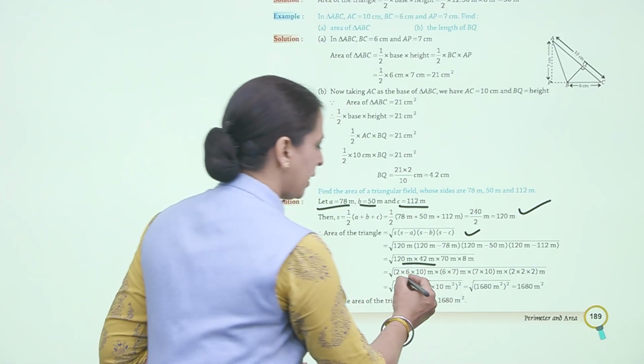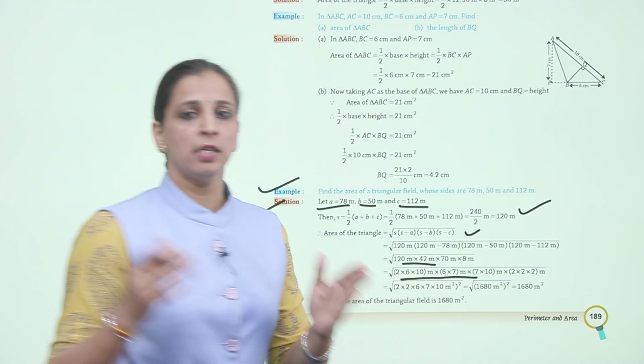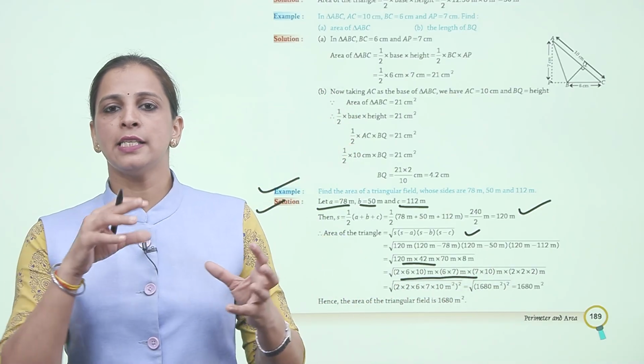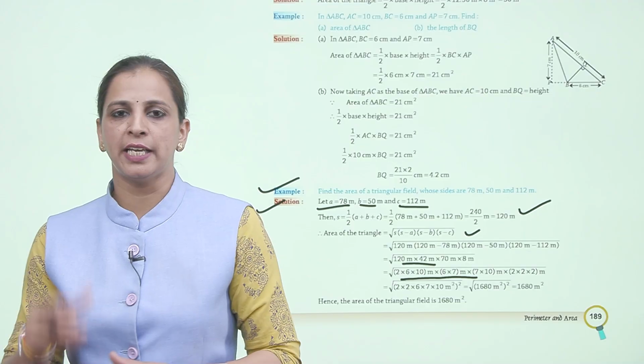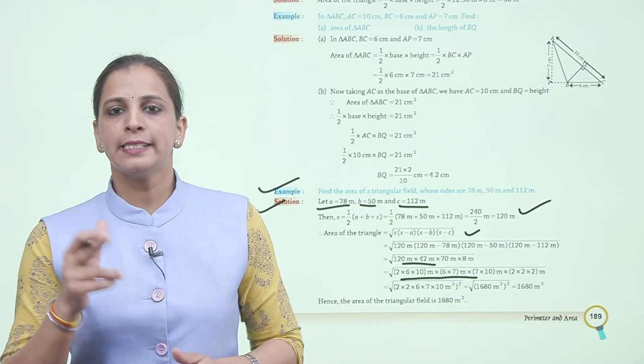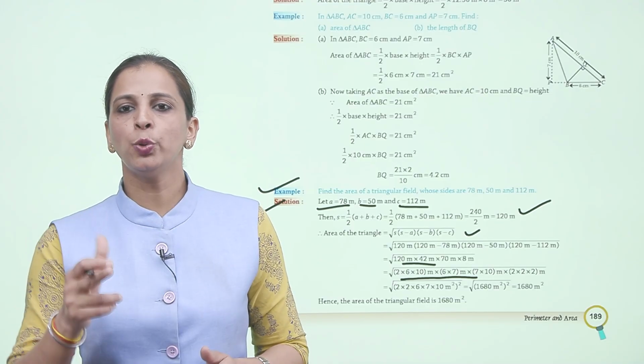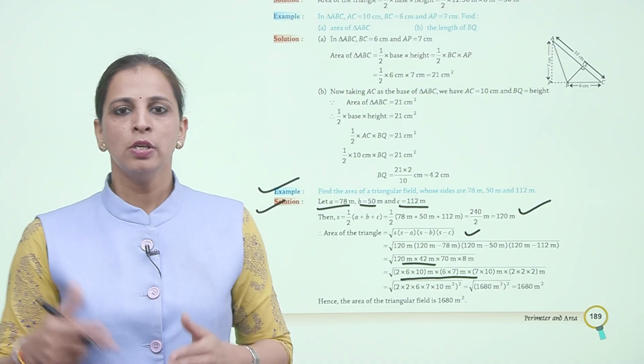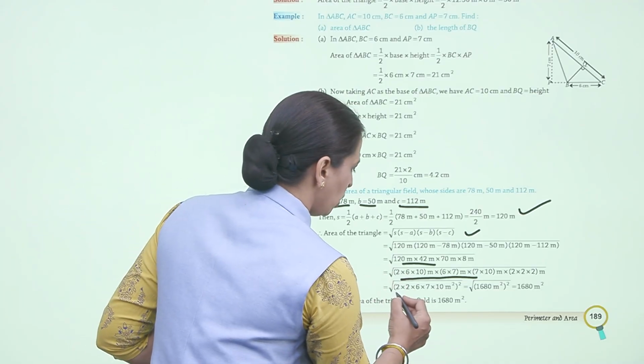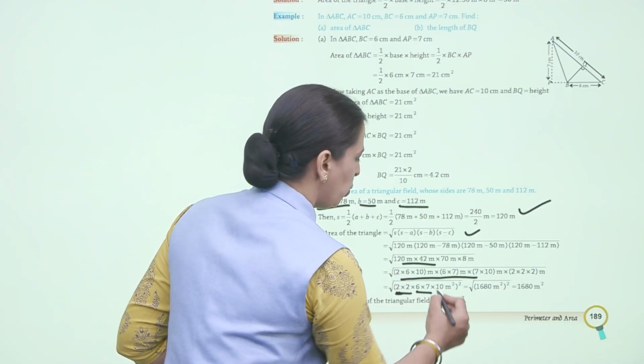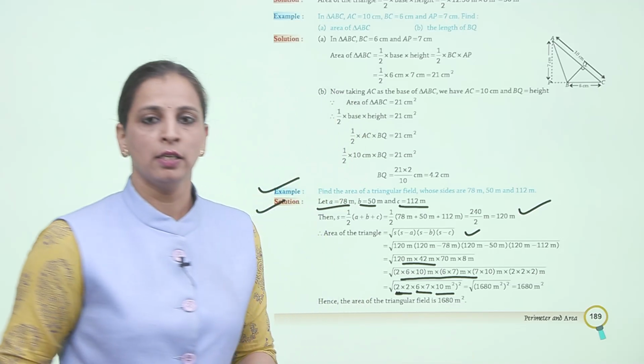Now इनके हम क्या करेंगे, सबकी पेयरिंग कर लेंगे, मीन्स इनको डिवाइड कर लेंगे. किस तरह से कि आपके पेयर्स बन जाएं, that is 2 into 6 into 10, 6 into 7, 7 into 10, 2 into 2 into 2. Now पेयरिंग करेंगे, so 2 into 2, 6 into 7 and 10 मीटर स्क्वायर.